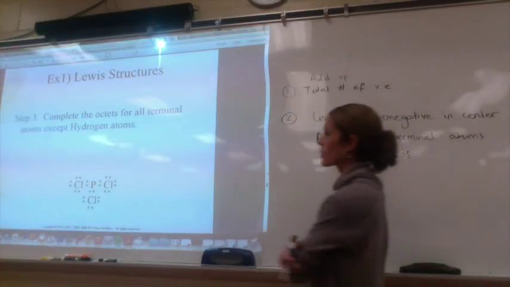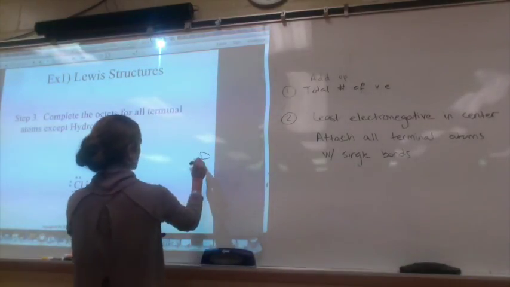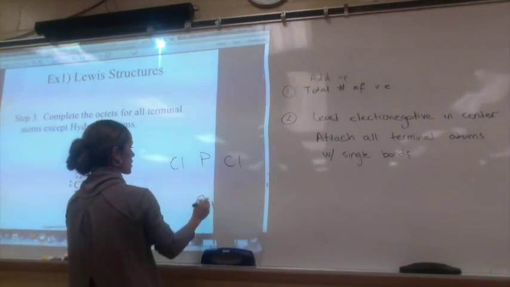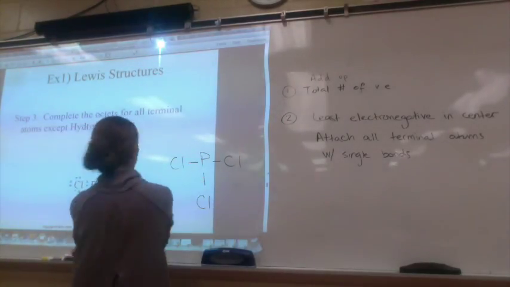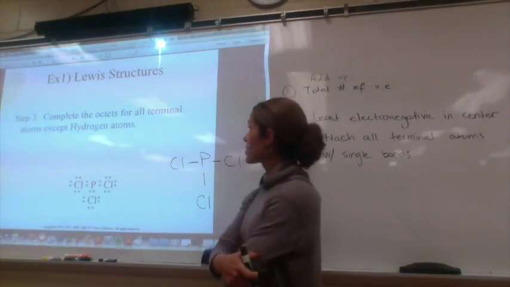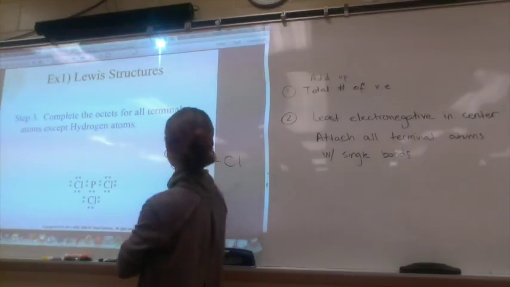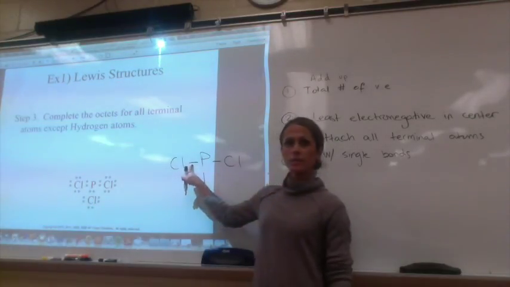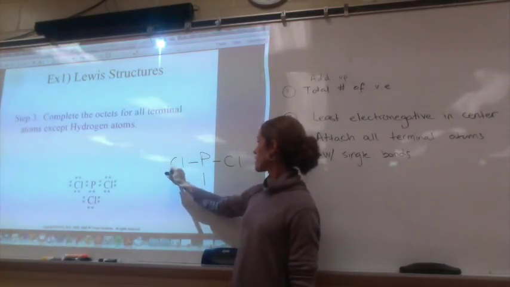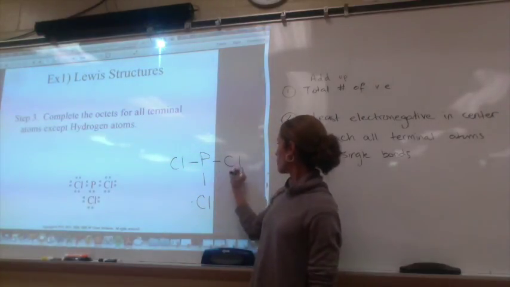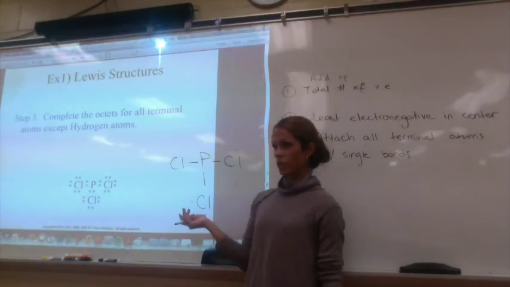So what they're showing you here is all the dots, but what we did is we placed the least electronegative in the center, we placed all the chlorines around it, we placed single bonds in between them. All right? So now it says complete all the octets for all terminal atoms except for hydrogens. So this has how many? What does a dash represent? 2, 4, 6, 8. Good?